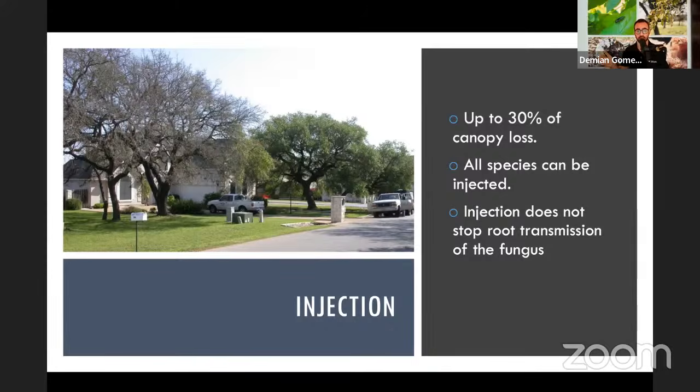And again, all species can be injected, but one important thing to consider with tree injections, and I will say the most critical point when we're talking about injections for oak wilt, is that injection is not going to stop the root transmission of the fungus. So you're basically protecting individual trees, right? You can choose these couple trees that you want to protect because you don't want them to die, and that's going to work great, but you're not stopping the transmission of the fungus through the root system. That root system is still going to be interconnected, and it's going to keep spreading below ground.